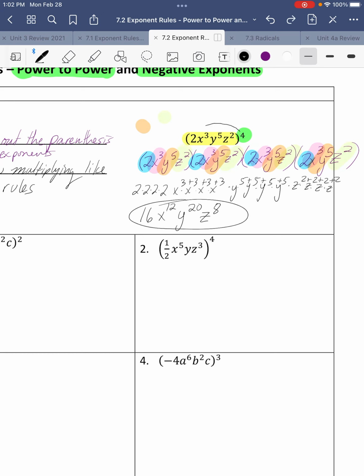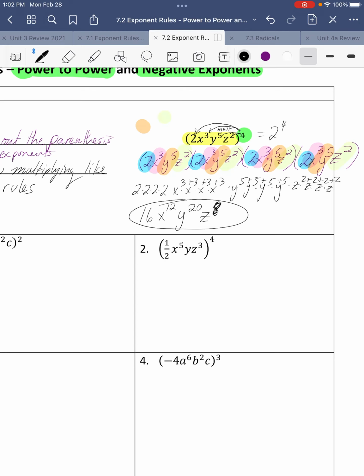Well, if we distribute the exponent, so 2 to the 4th, that's 16. Perfect. What do we do with this 4 and 3 to get 12? Let's multiply. Cool. So we got to multiply. And then 4 to the 5, you're going to multiply. 4 times 5 is 20. And then 4 times 2 is 8.